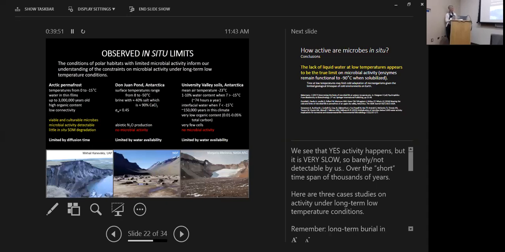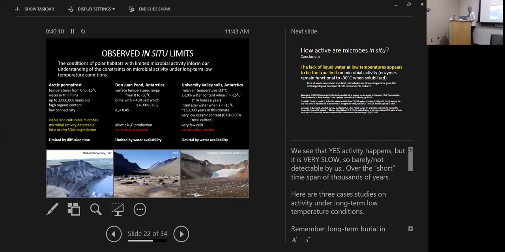Two places where we don't detect microbial activity are Don Juan Pond, which is in Antarctica. This is a pond that remains liquid year-round. It's a little hard to see in this picture. The volume of the pond fluctuates by year, and it was low in this year. You can see a little bit of water from here. Most of it's back here.